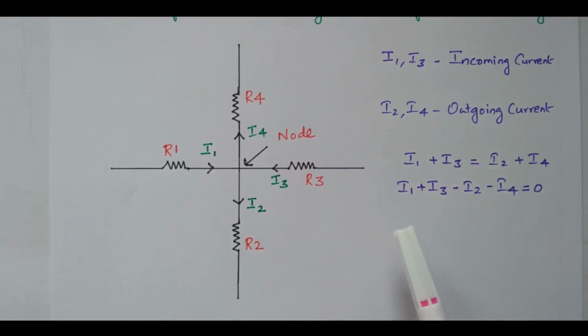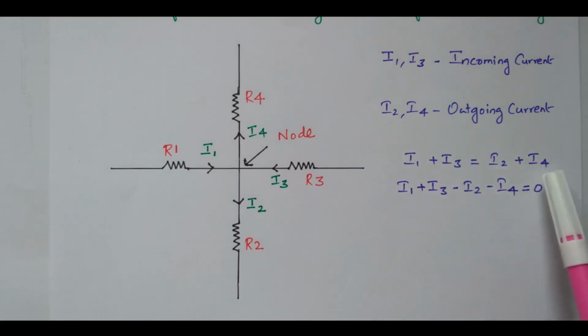So according to Kirchhoff's current law, the sum of incoming current is equal to the sum of outgoing current. That is, I1 plus I3 equal to I2 plus I4. The sum of current entering the node is I1 plus I3. That is equal to the sum of current leaving the node, I2 and I4. So this is the statement given by Kirchhoff's current law. The summation of current entering the node is equal to the summation of current leaving the node.